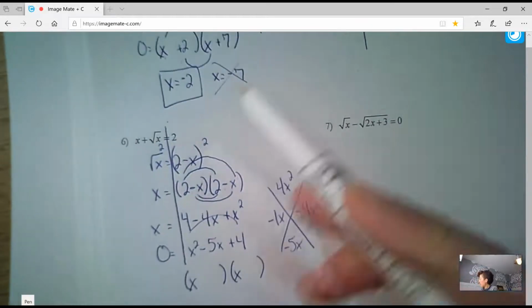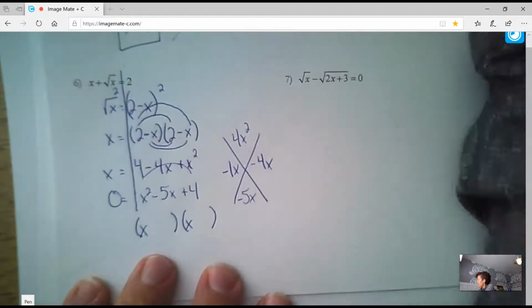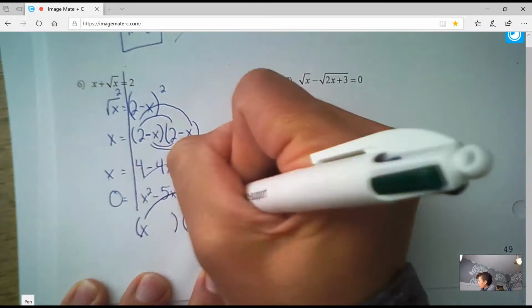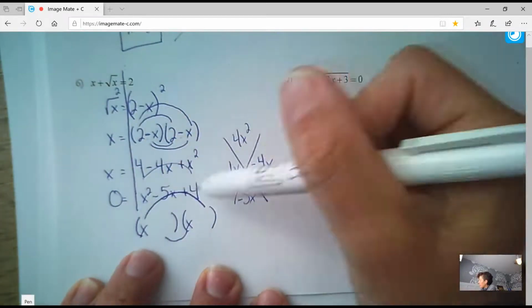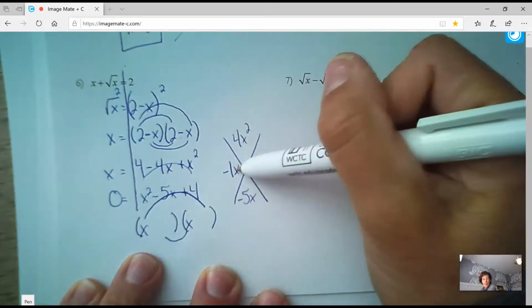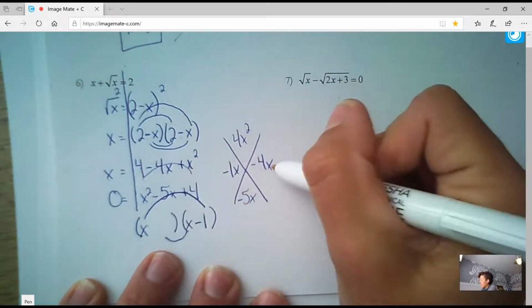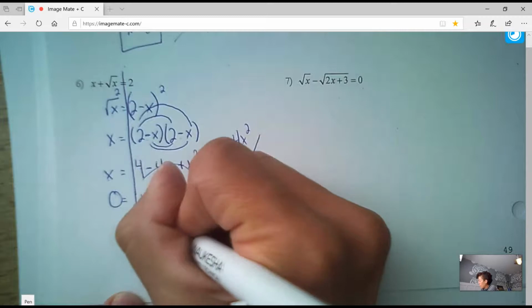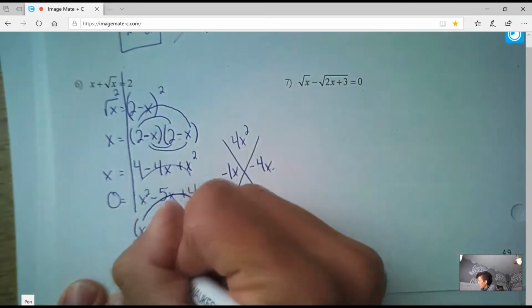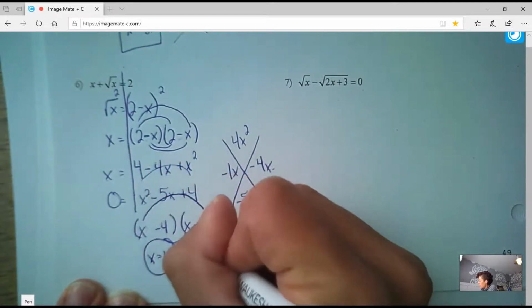And now I'm going to draw these loops. So from here to here and here to here. So can I take x times something and make this? Yes. And can I take x times something to make this? Sure. That can be a negative 4. And then I set these equal to 0, and I solve.